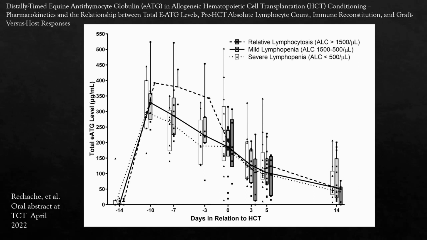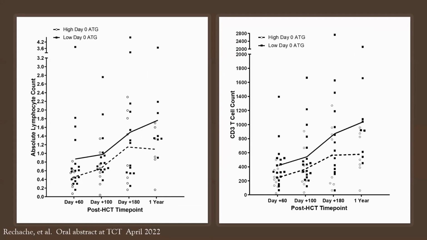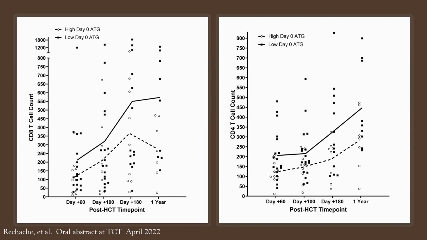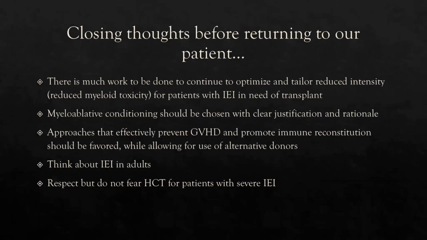of immune reconstitution. We did look, though, at immune reconstitution, at least a quick look, based on ATG levels on day zero, high versus low. And it does look like patients with low levels have a higher absolute lymphocyte count, CD3 count, CD8, and CD4 count. So I'm going to go back to the patient, but just a couple thoughts from what I've said.